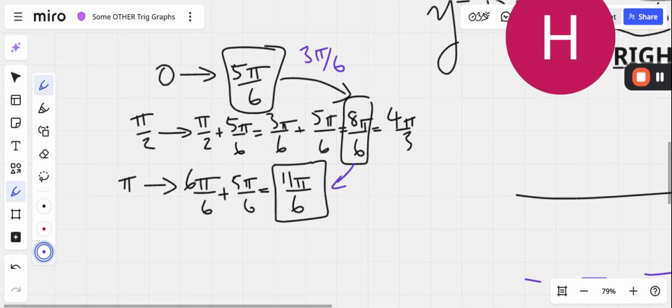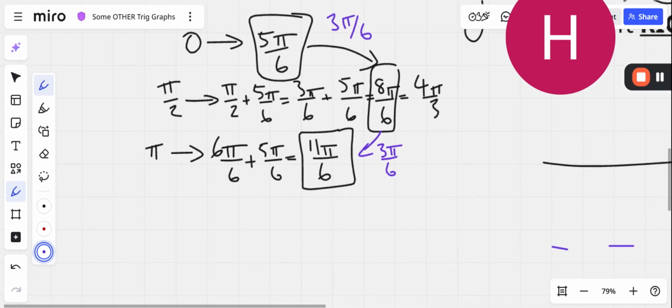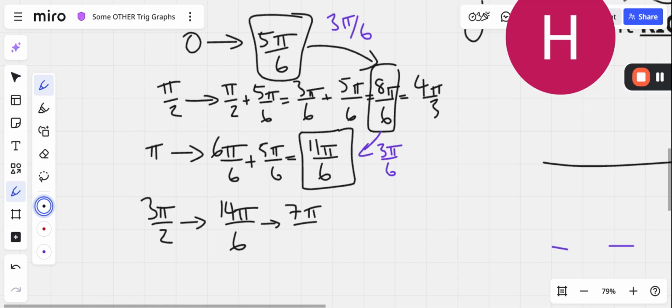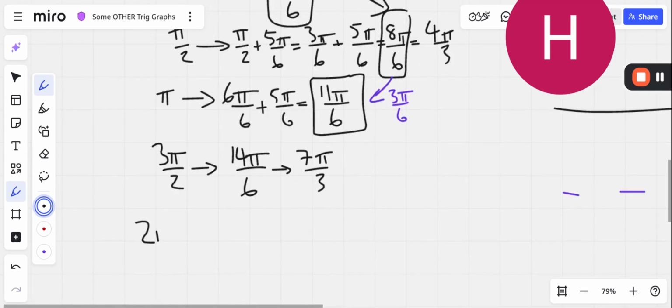So you really don't have to worry about solving it every single time. You can just find what the progression is, and that means that our 3 pi over 2, which would be our 3/4 mark, is going to turn into 14 pi over 6. And you can reduce that by 2 and get 7 pi over 3. That's fine. And then our final position, 2 pi, is going to be at 17 pi over 6. Again, I'm just adding 3 pi over 6 every time. It's pretty easy.